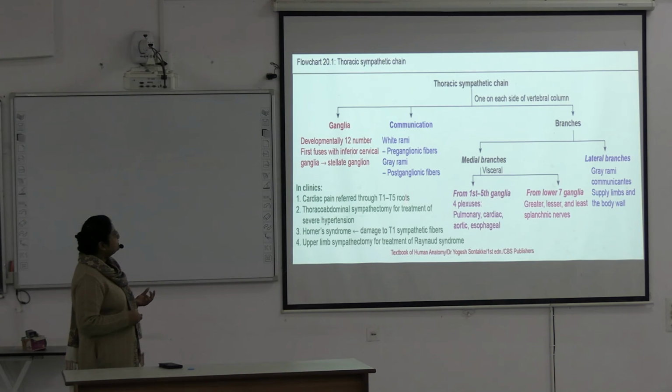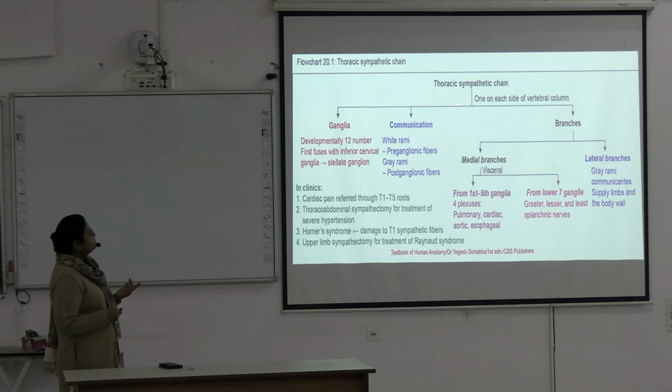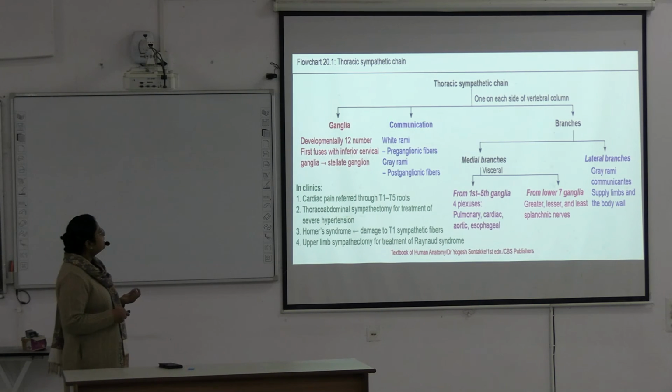So this is a summarization of the thoracic sympathetic chain. It lies one on each side of the vertebral column. Developmentally, 12 ganglia are present, but the first fuses with the inferior cervical ganglion to form the stellate ganglion. Communications are gray and white rami communicantes. White rami contain the preganglionic fibers and gray rami contain postganglionic fibers.